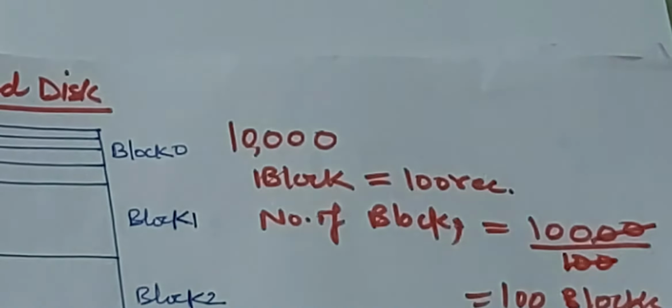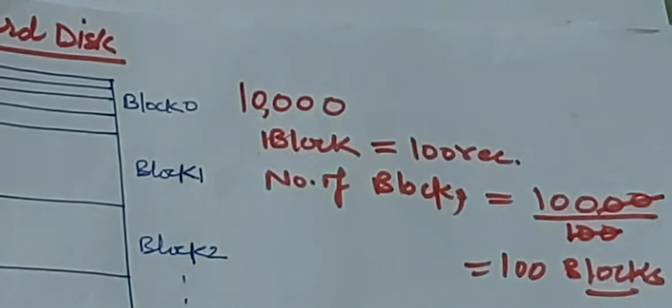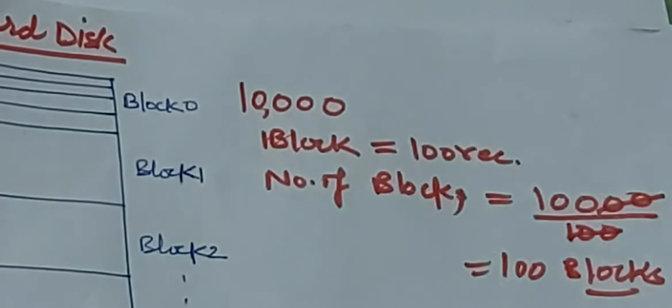Clear? So I'll be having 100 blocks in this case. Like this, it is calculated how many blocks are needed as per my data that has to be stored. Now if some data is asked, or some query is being executed, let's say select a particular record from the student table where the roll number is 10, 20, 500, something like that.